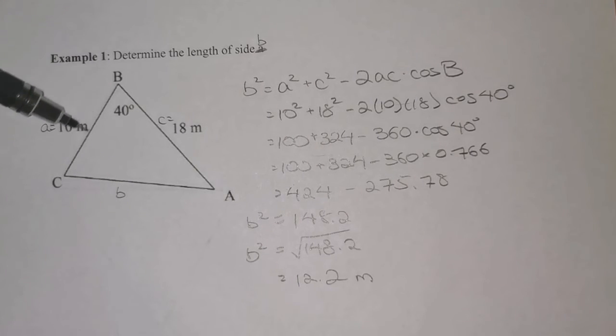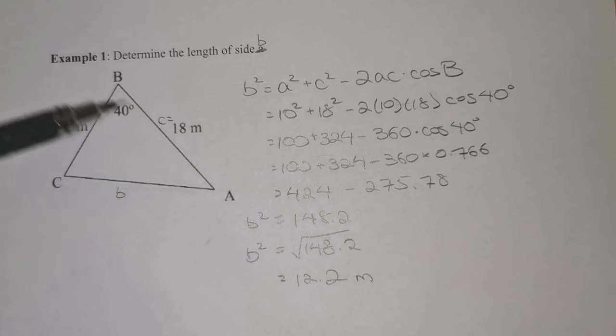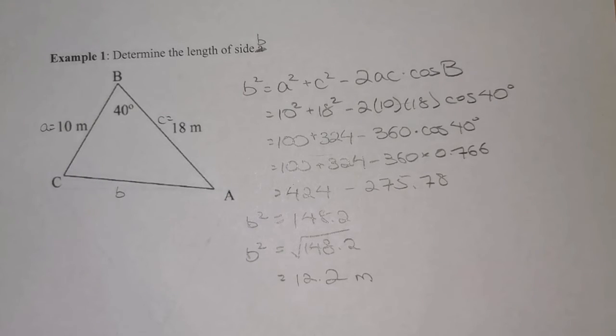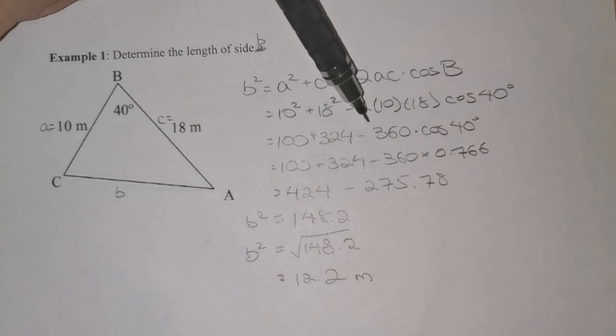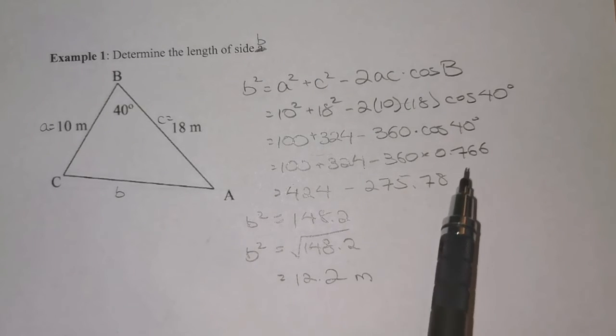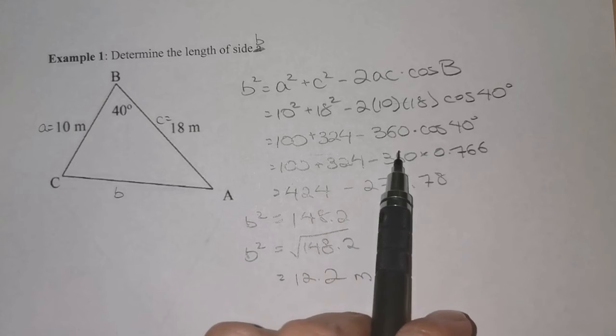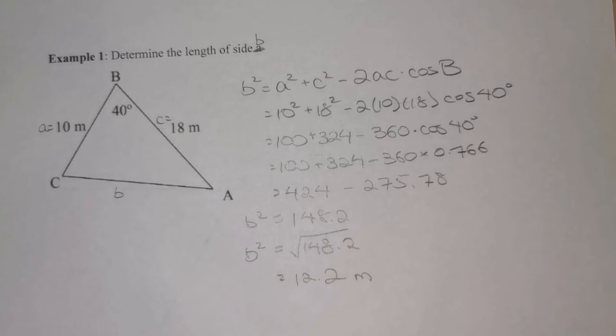Then you look at here, I have one side and the angle in between. So that's cosine law. Once you do that, plug in your numbers and make sure you follow through with BEDMAS first. You're doing that subtraction at the end.